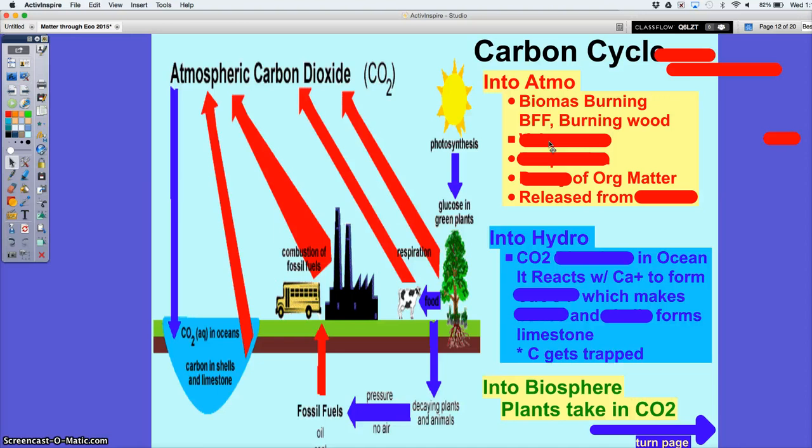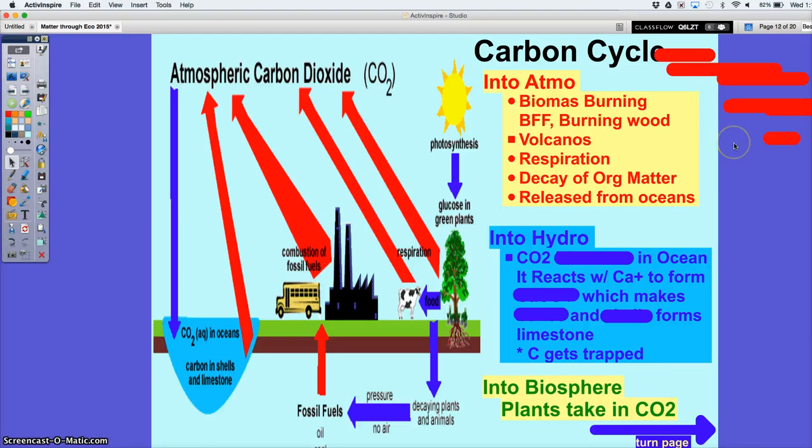Okay. What else produces CO2? Animals, how? Decay of organic matter, good. Respiration, awesome. Volcanic eruptions. And then it's also released from the oceans. Remember the positive feedback loop picture? When the oceans get warmer, it releases CO2.